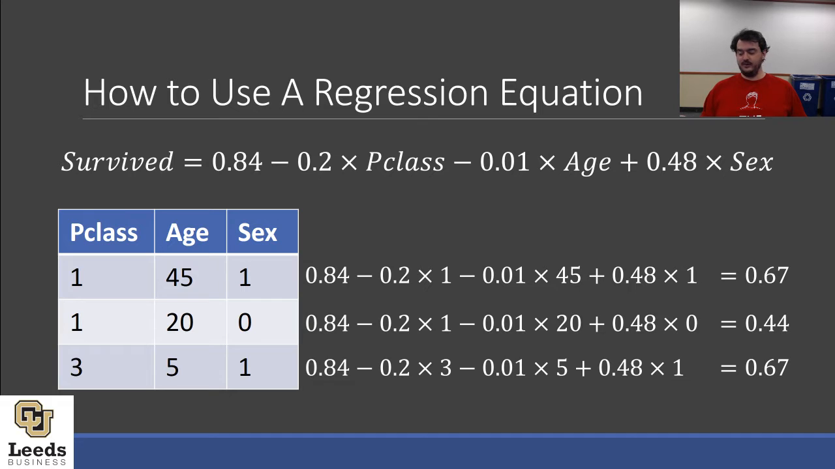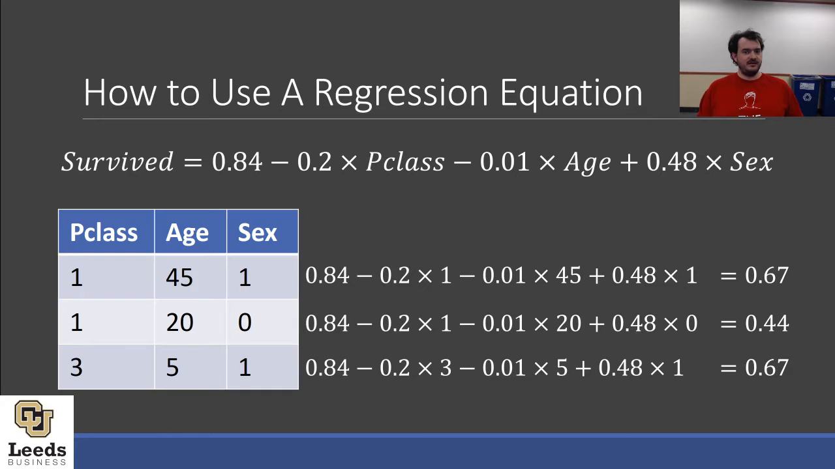When we look at passenger 3, we get the same 0.67 that we got from passenger 1, despite them being different. How did we wind up with the same prediction there? Well, we plugged everything in, just like before. But this time, age is 40 lower. So we get 0.4 better off based on age. But P-class is 2 higher, so we get 0.4 worse off as a result of that. The 0.4 and the 0.4 offset each other, so now we've got the same prediction.